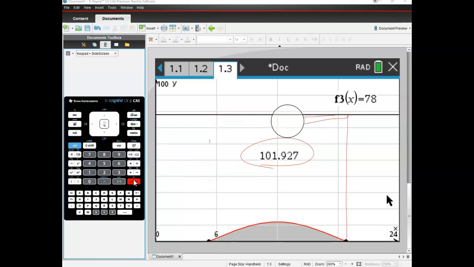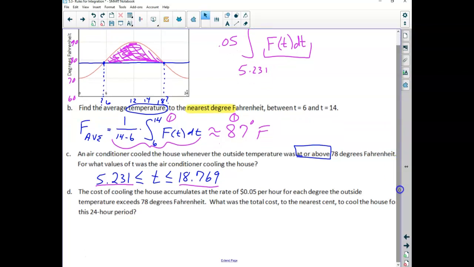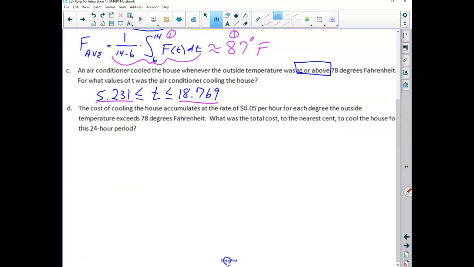Hopefully you're picking up what I'm putting down, and I'm just saying there's two ways to skin a cat. Well, how do we want to skin the cat? Well, live or dead? Not really. But we have two ways to do this. Our cost is going to equal 0.05 times my integral, if I want to do it the easy way, from 5.231 to 18.769 of f of t shifted down 78 units dt. You mean I can just shift my graph down by subtracting outside of my function? That's what I'm telling you.